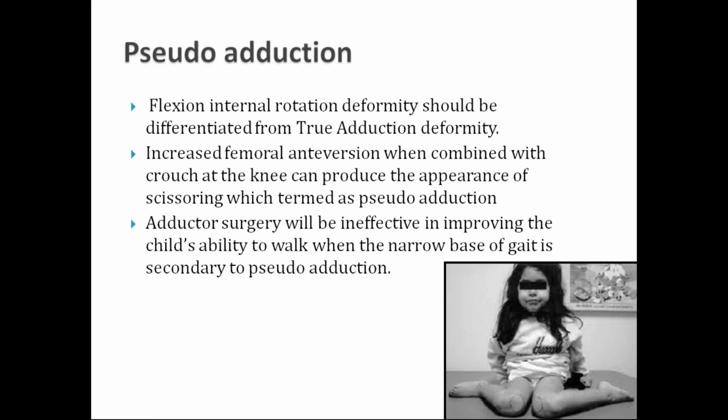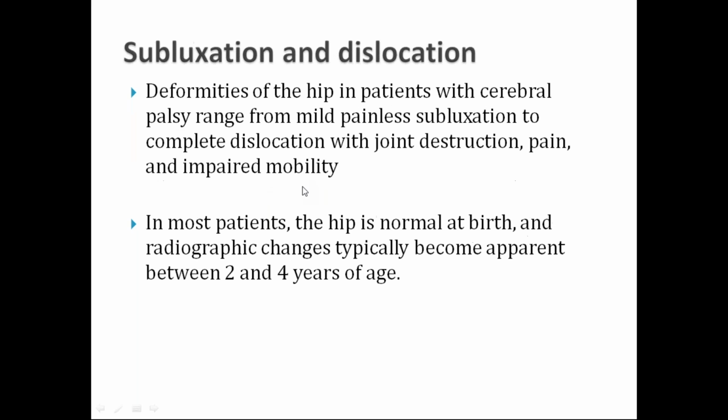And there is something known as pseudo adduction. Suppose there is a problem with the femoral torsion. Whenever there is femoral torsion, it appears like adduction deformity, and the child sits in this position. This is known as W position. Whenever the child sits in W position, it implies there is pseudo adduction. It is not adduction deformity, and it is not due to adductor longus. If you wrongly release adductor longus, there will be more abnormalities. So we have to address the problem of femoral anteversion and not the adductor longus. Okay, this is known as pseudo adduction.